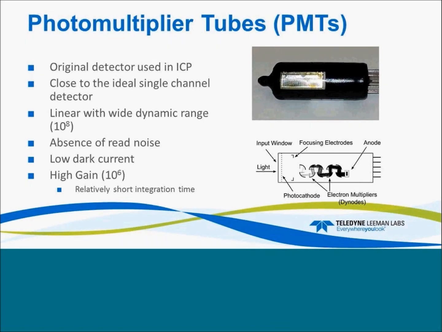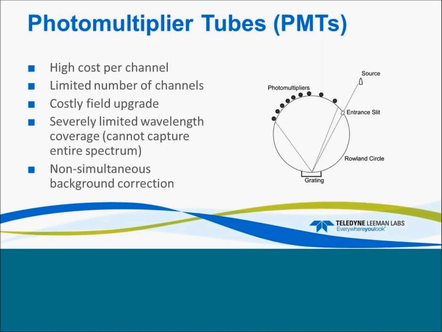Typical integration times on a simultaneous PMT system may be 10 seconds. On sequentials, maybe 1 or 2 seconds per element. And that was possible because of the high gain. The downside to PMTs is, well, they're expensive, with a very high cost per channel. And on the simultaneous, you had a limited number of channels. You could only fit so many photomultiplier tubes on a focal plane array. And if you had a lot of photomultiplier tubes, you may not be able to use the primary wavelength for a particular element, depending on what other elements you had on there.